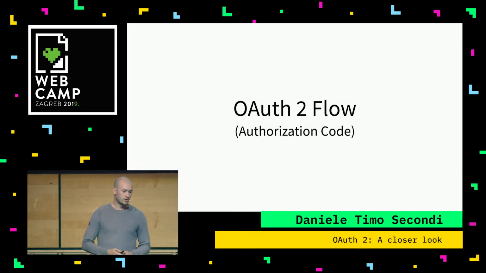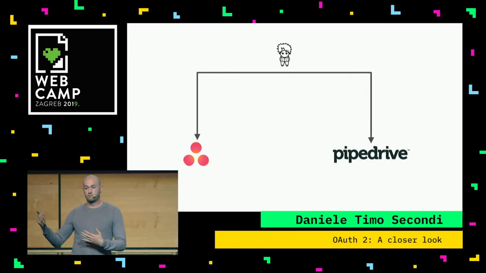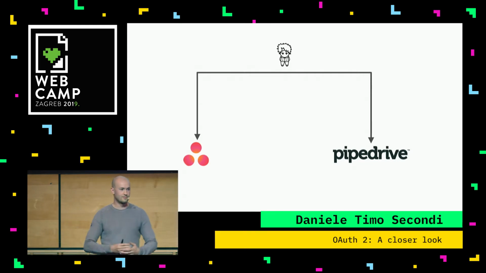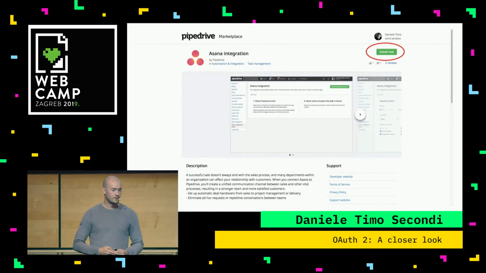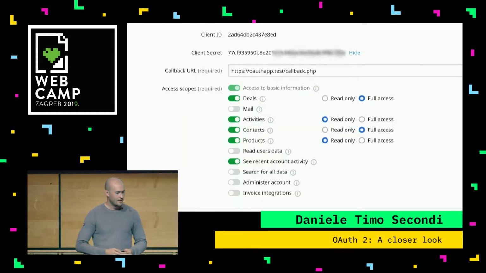So how does the flow work? There are some actors involved. There is the client application. For example, in this case it is Asana. We have an app for Asana on the marketplace. There is the final user, and there is the server. There's a lot going on in the server, an authentication server and so on, but for simplicity, we'll just call it Pipedrive here. So for the final user, you just have the install button, you install the application, and the application is installed. Magic.